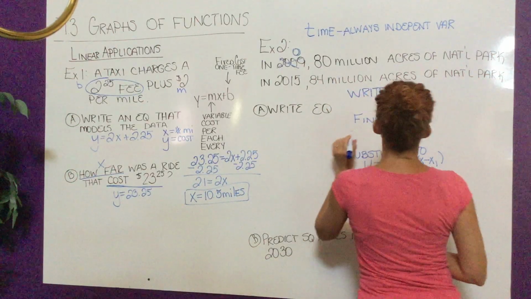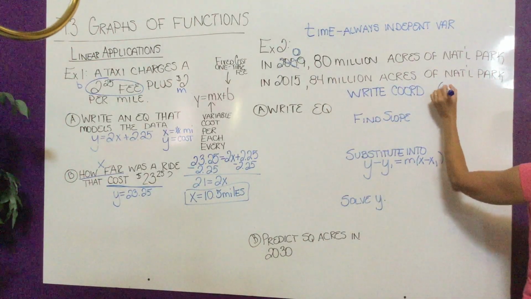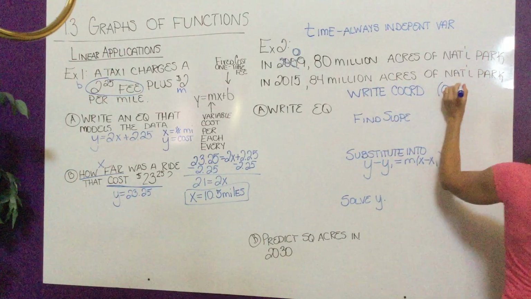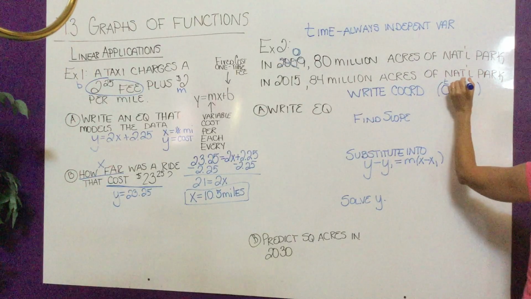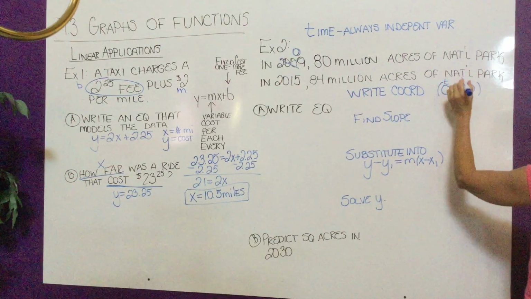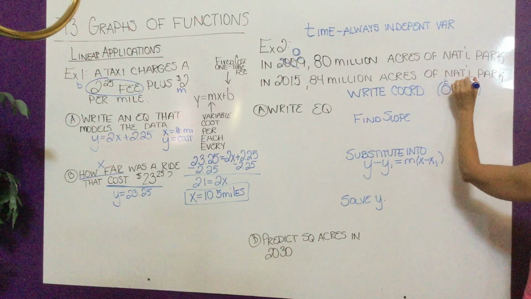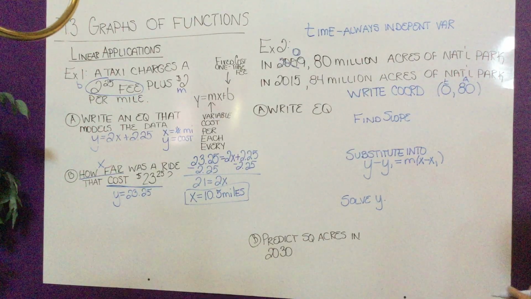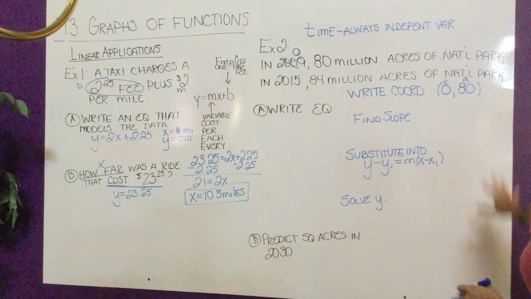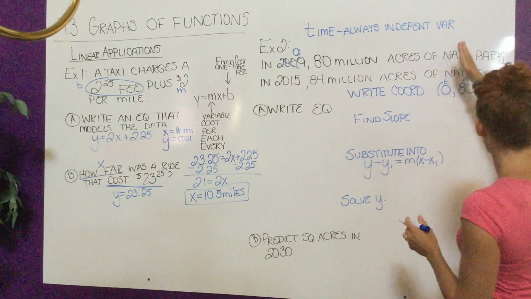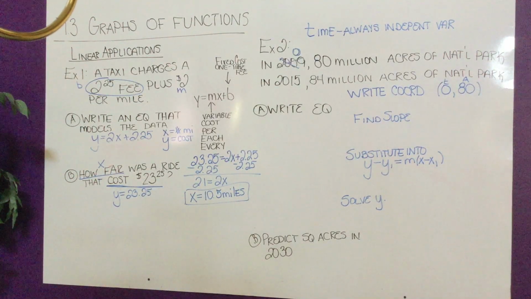So our coordinates are going to go 0, 80. All right, and we will do time and how about area? Okay, and our area is going to be in millions of acres. I hope you can see that. All right, let me double check here. So it's going to be 0, 80.